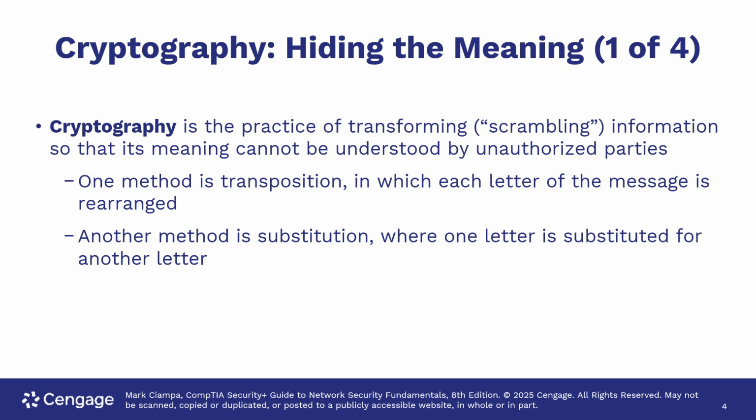So cryptography is the practice of transforming or scrambling information so its meaning cannot be understood by unauthorized parties. Remember, go back to our CIA security. You have your confidentiality, integrity, and availability. So one method in cryptography is transposition, in which each letter of the message is rearranged. Like you would take the word hello and rearrange all the letters. Or do what's called substitution, where one letter is substituted for another letter.